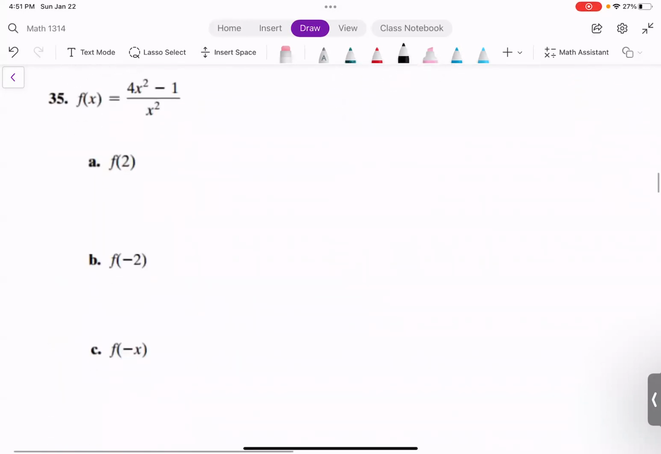Okay, let's see the next example, number 35. f of x equals 4x squared minus 1, all of them divided by x squared. Now the input is 2. 4 times 2 squared plus 1, and 2 divided by 2 squared. Let's solve this. 4 times 2 squared, because the exponent goes first. We do the exponent first. 2 squared, that's 4. And the bottom is 4 because 2 squared is 4. On the top is 16 plus 1. That's 17.